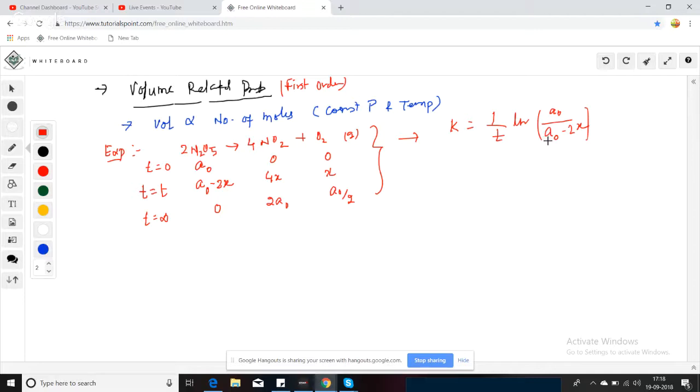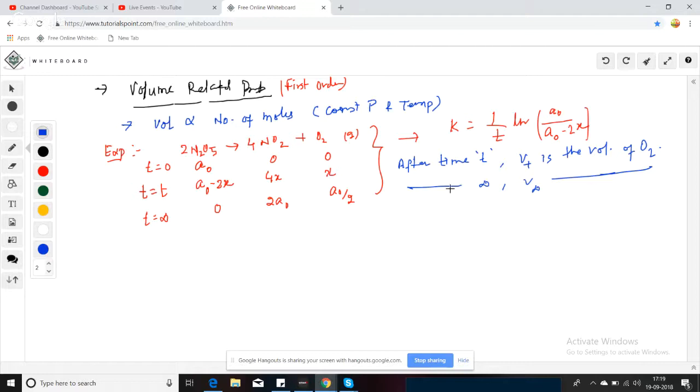Now we are coming back to the volume term here. Suppose Vt is the volume of gas collected after time t, and the gas is oxygen here, so volume of O2. What can we write at time t? And at time t is equal to infinity, we also write V infinity as the volume of O2. This is the notation we are using.